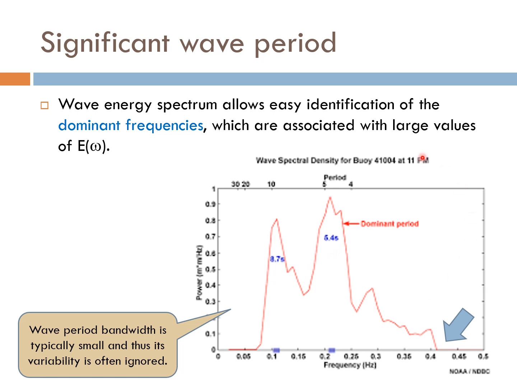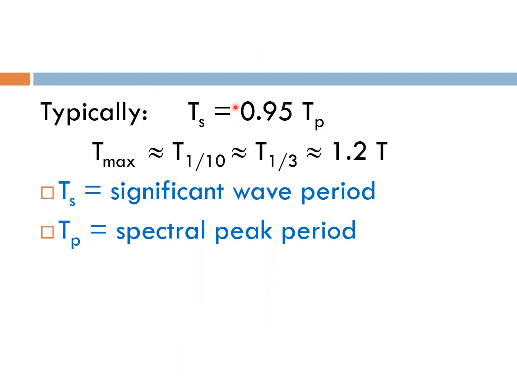If the analysis is for wave height, then we also use the same approach to identify the significant wave height. Typically, the significant wave period will be approximately 0.95 of the spectral peak period that we obtain from the frequency domain analysis. Meanwhile, the maximum wave period, the T110 and T130, are usually quite close to one another, and they are usually about 1.2 of the average wave period as mentioned.